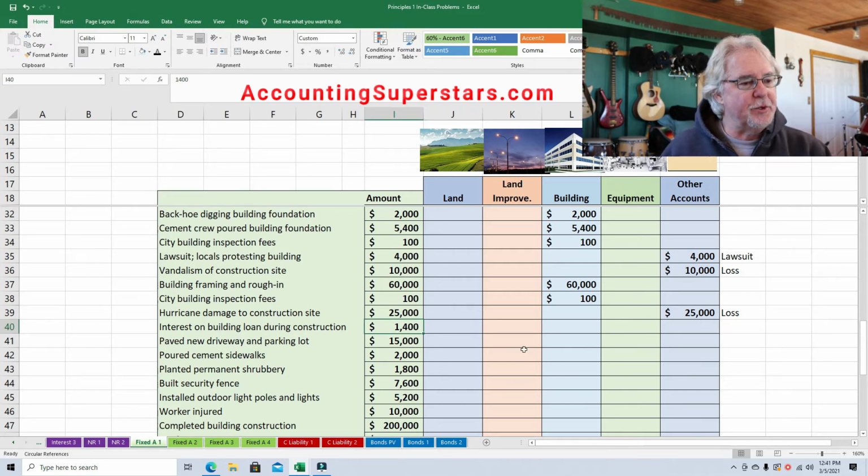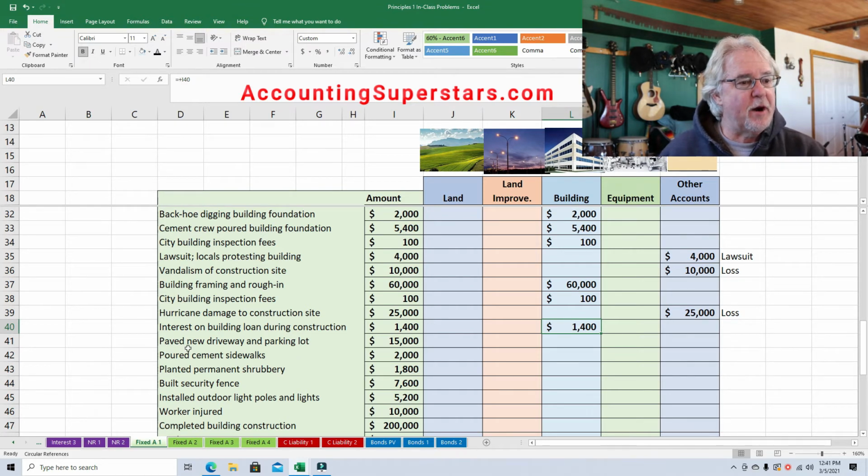Interest on building loan during construction. Now, during construction, it's part of the cost of the building. And once construction has finished and the building is done, then this interest cost will be a financing cost. But for now, we'll include it as part of the cost of the building.